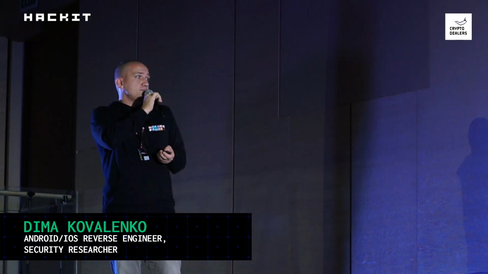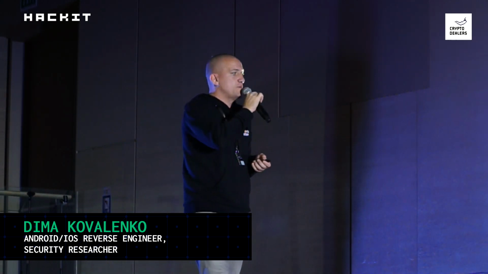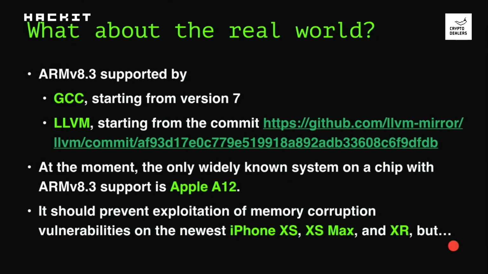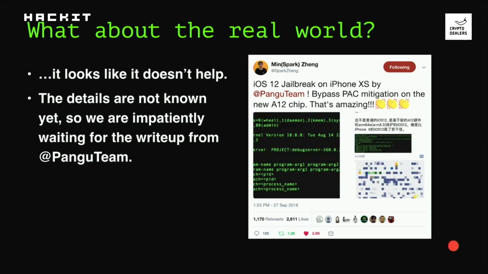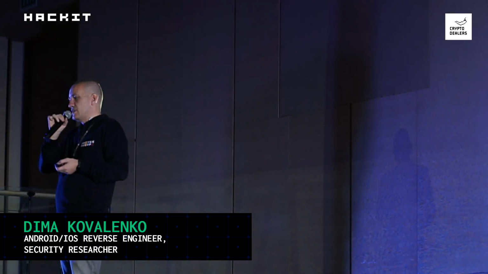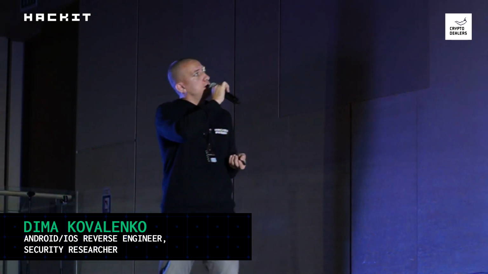And theoretically, it should prevent exploitation of memory corruption vulnerabilities on the newest iPhones, but in practice, right after the new iPhones were released by Apple, the Pangu team, a Chinese hacking team, tweeted that they already have a proof of concept jailbreak for the newest iPhones. This means the new instruction set did not actually help. Maybe they found an attack vector with JIT, probably. I don't know, I'm not sure.